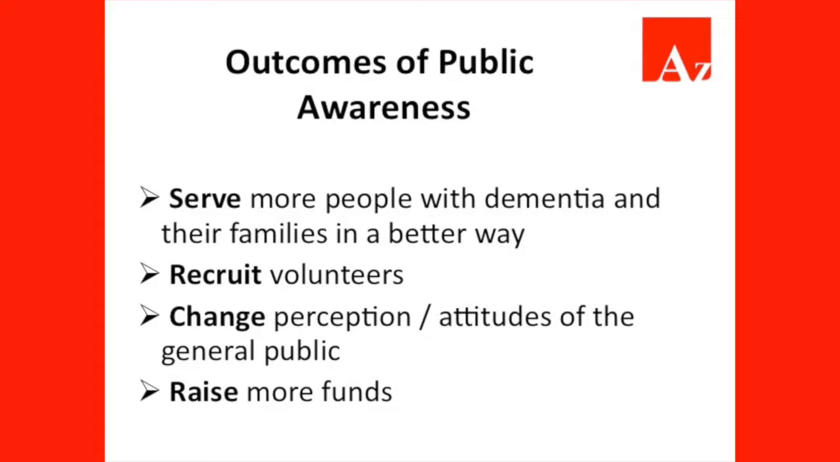We want to have more people involved and hopefully gain some more volunteers for our cause. And of course, we want to lobby and advocate for change. And what are the outcomes of public awareness? If we do it properly and effectively, what will we achieve? We will be able to serve more people with dementia and their families in a better way.